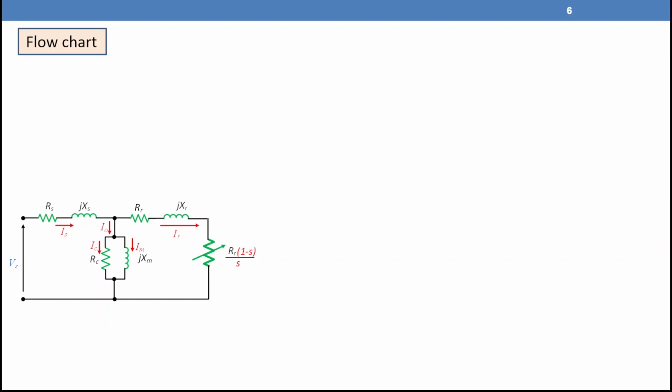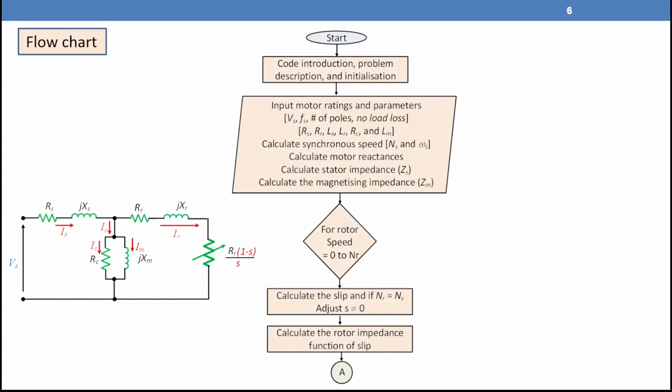To start the M-code, we need to put the problem for the exact equivalent circuit in a flow-chart. We are going to start our problem with code introduction, problem description, and initialization. We need this part if we would like to return to the problem at any time. We know what we did before. Then we are going to input motor ratings and parameters: voltage, frequency, number of poles, no load loss, and all the parameters, stator resistance, rotor resistance, and inductances. Inductance, not reactance, because we need to calculate the reactance based on the supply frequency.